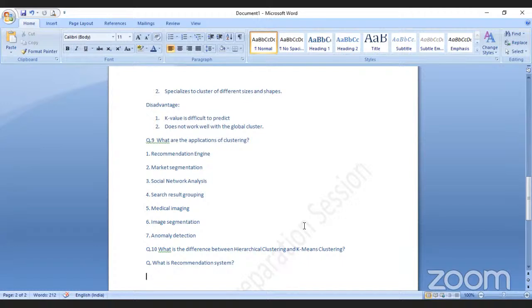Recommendation systems are a subclass of machine learning which generally deal with ranking or rating products. On the basis of past data, what we get from social networks and so on, we predict a product which can be recommended to a customer. So that is a recommendation system.